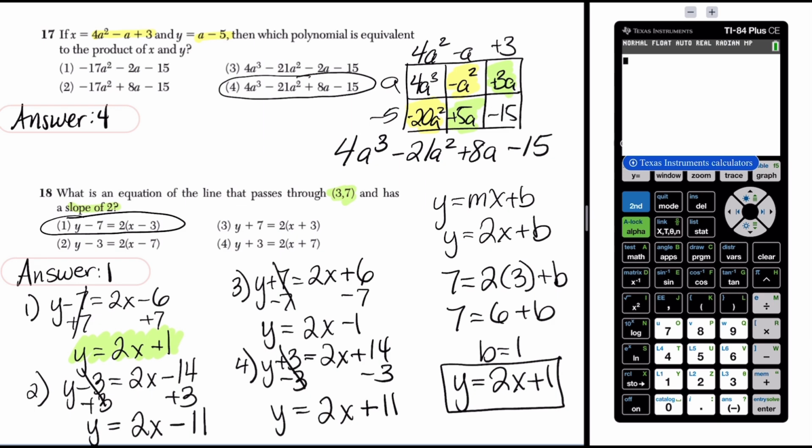We know the standard form is y equals mx plus b. They gave us a point and they gave us a slope, so we are able to fill it out. Hit pause and jot this down into your notes.